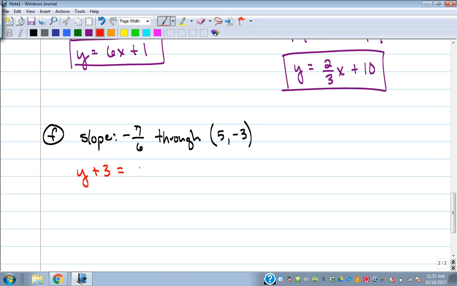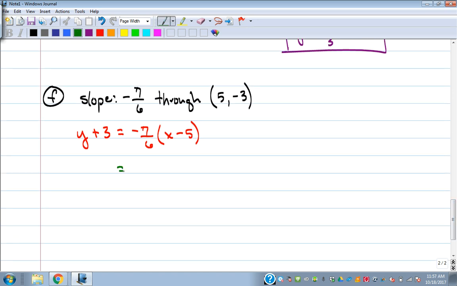And then what goes next? All right, good. So negative 7 over 6 is your slope. So that goes in front of the parentheses. x minus 5 inside there because the x value is 5. Okay. Now what?